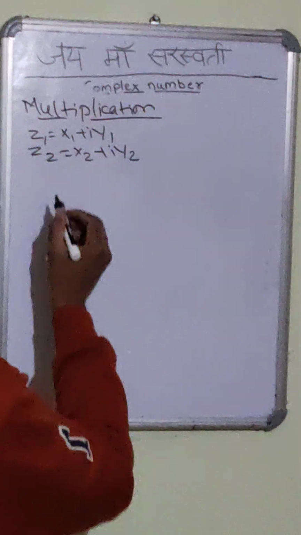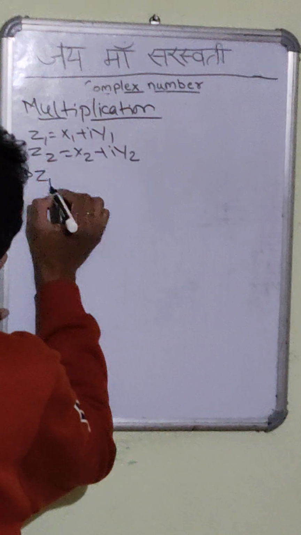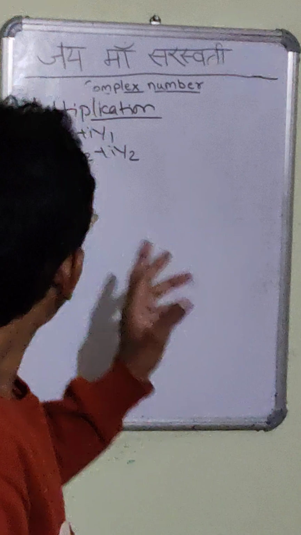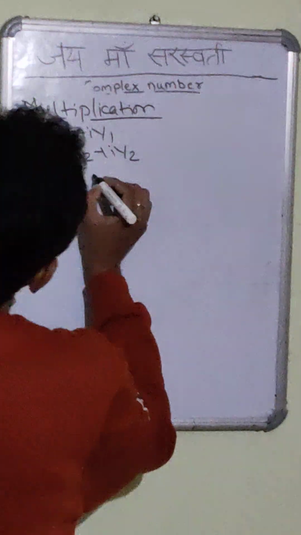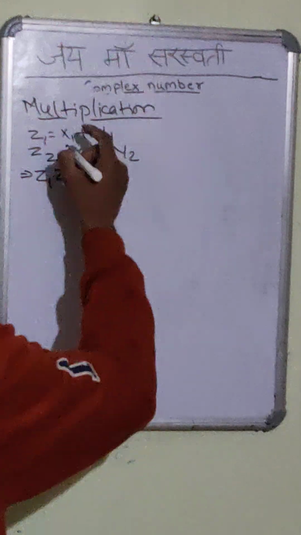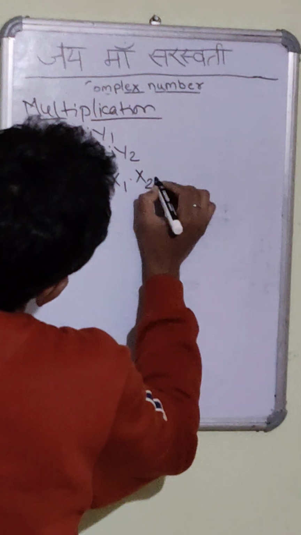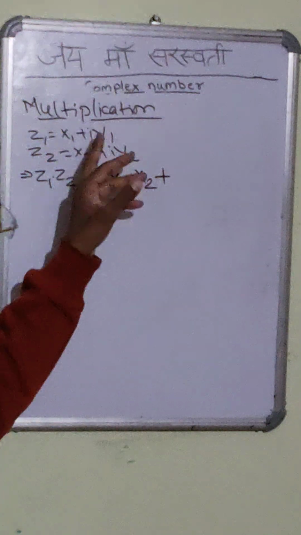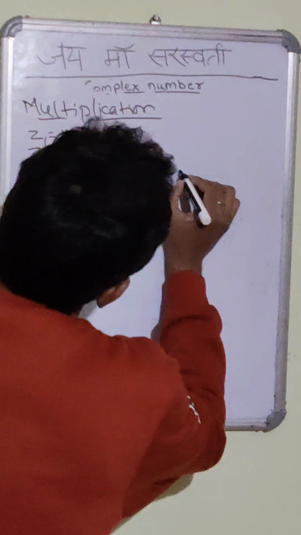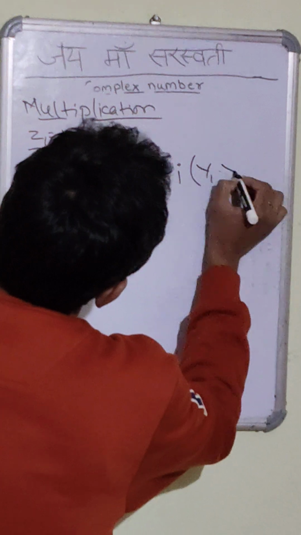Whenever we are multiplying these two entities, we will write Z1 into Z2. In place of the symbol into, we are using dot here. Z1 into Z2 is equal to, we will first take the real parts together. In this case, the real part is x1 into x2 plus. Now in these two entities, i, that is iota, is common. We will take i outside, y1 into y2.